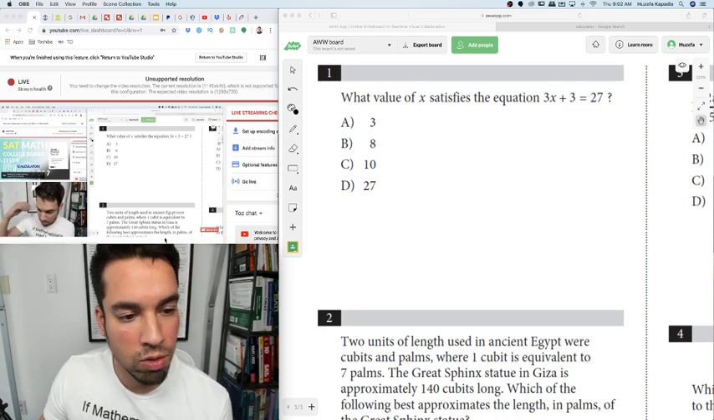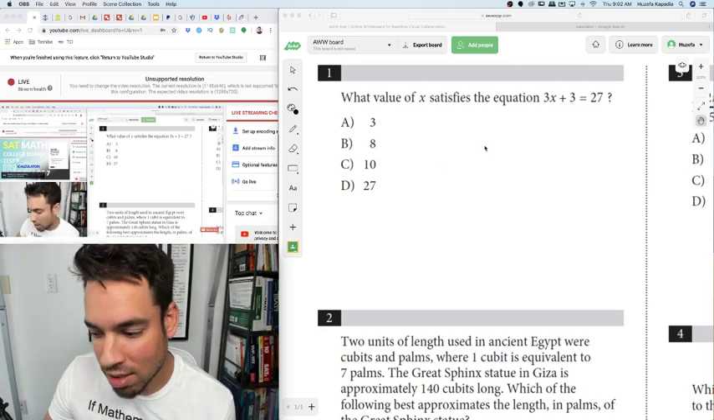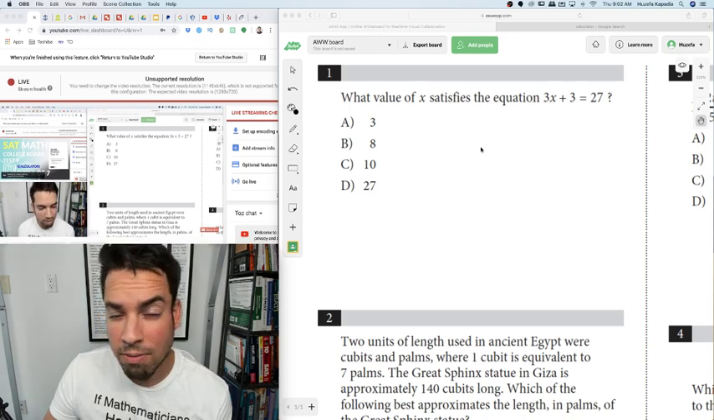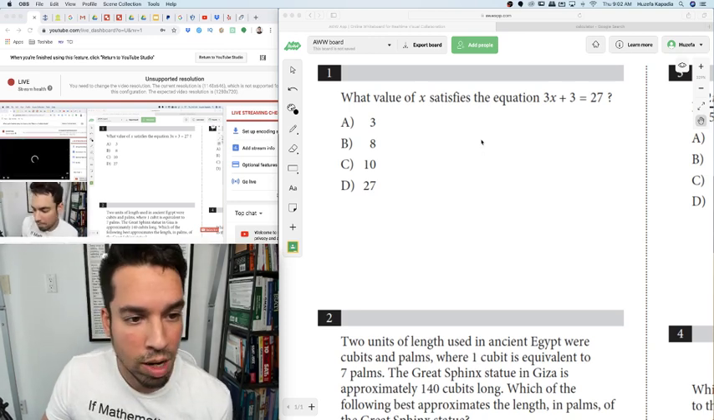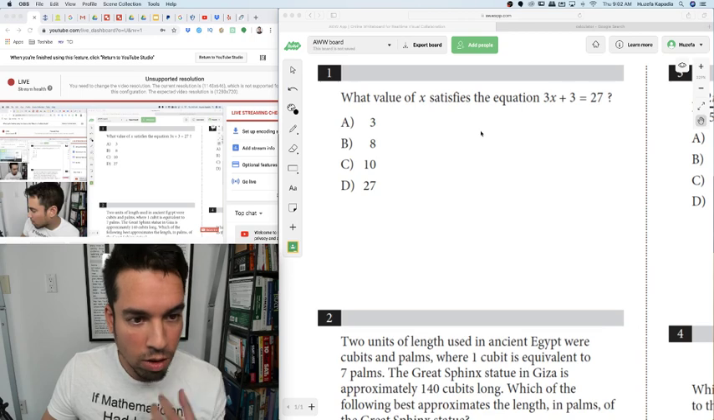All right, so here we go. We're going to start the calculator section of practice test 9. This is newly released. This is really exciting. They finally released two new tests, practice tests 8 and 9, which is great.